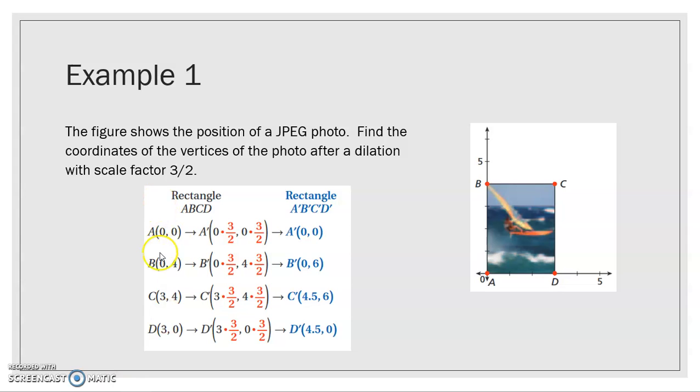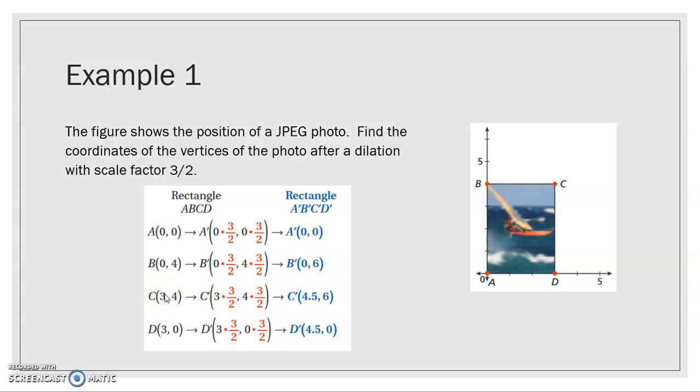Okay, so you'll notice that point A was (0, 0). So I took the x and the y and multiplied by 3/2 to get the new point (0, 0). Point B is (0, 4), so I multiplied by 3/2 for both the x and the y, and I got the new point (0, 6). For point C, I got the point (3, 4). Times 3/2, you get (4.5, 6). And for point D, we had (3, 0). Times 3/2 got me (4.5, 0). And that's all we need to do to create an image from a pre-image.